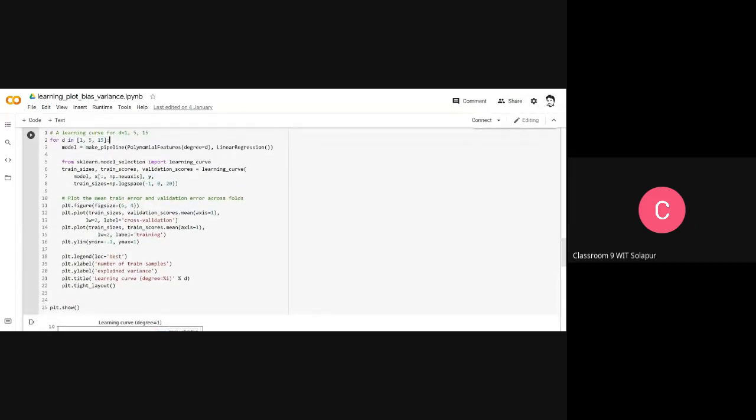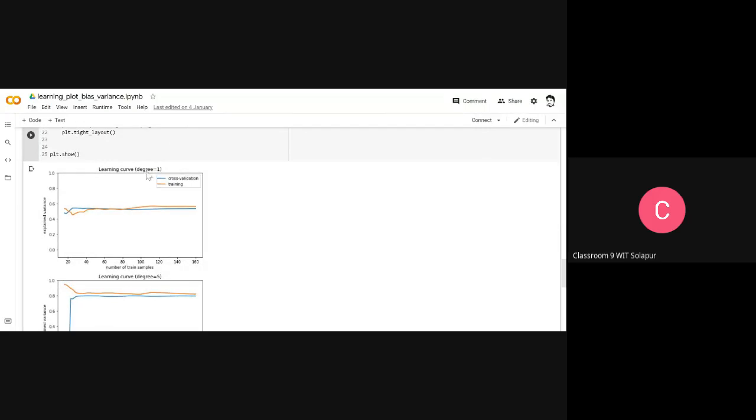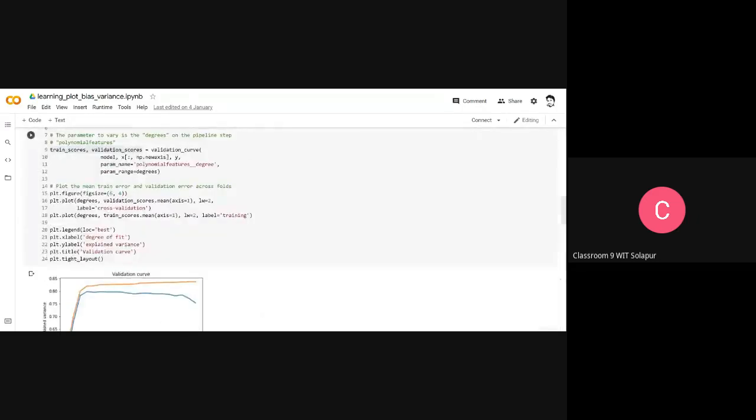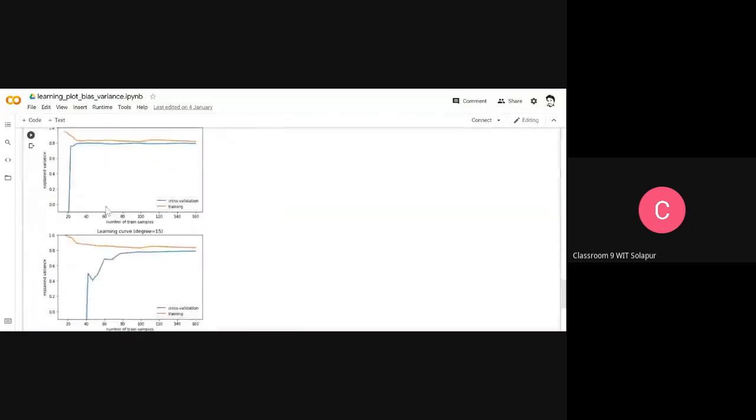So here, for each degree, I'm repeating this pipeline and trying to print them. When the degree is equal to 1, what do I see? As I said, the training and cross validation curves have to converge at a point. So see how many samples I have? 200 samples. But what I'm doing is checking this.